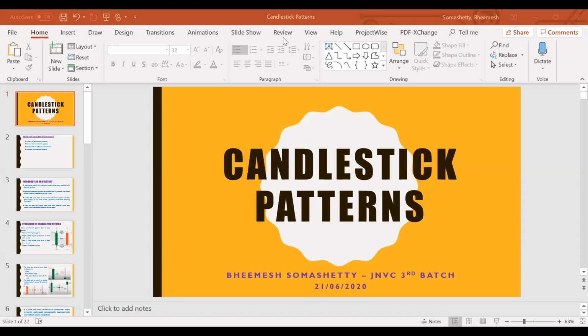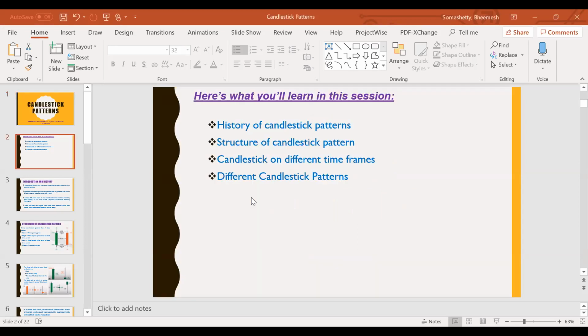Good morning, gentlemen. Welcome on board. Let's start with the candlestick patterns. To start with, you will learn in this session mainly the history of candlestick patterns, the structure of candlestick patterns, candlesticks on different time frames, and different candlestick patterns.